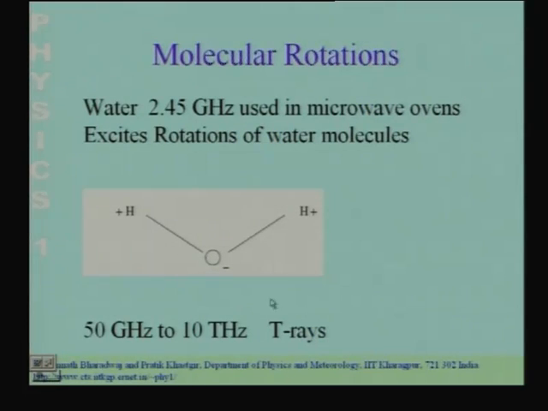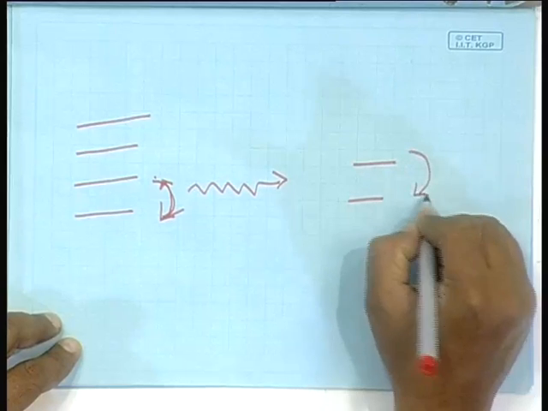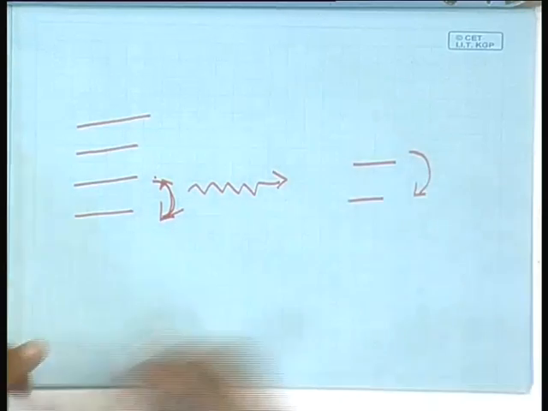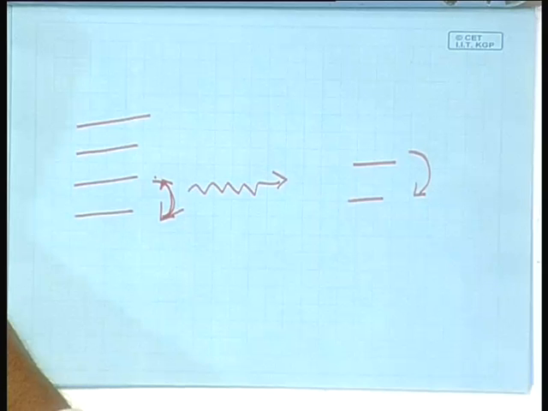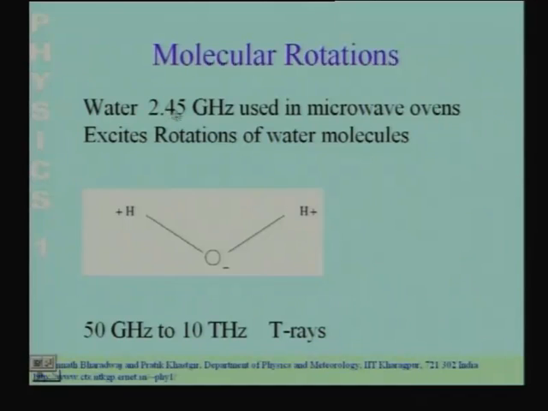These rotational excitations are quantized. So, if I have a water molecule which is rotating, and if it comes down to the ground state, it will emit radiation, and vice versa. There is a rotational transition of the water molecule which occurs at 2.45 gigahertz, and this is the transition that is used in microwave ovens.